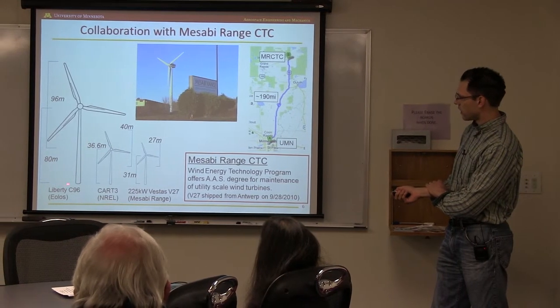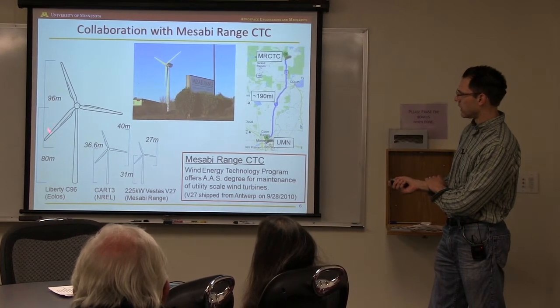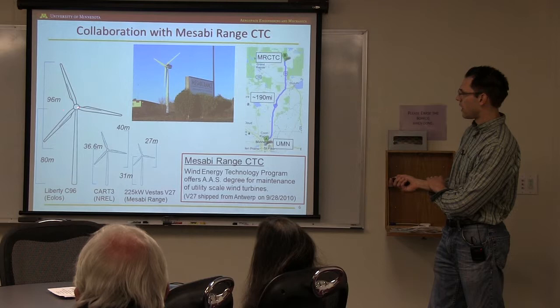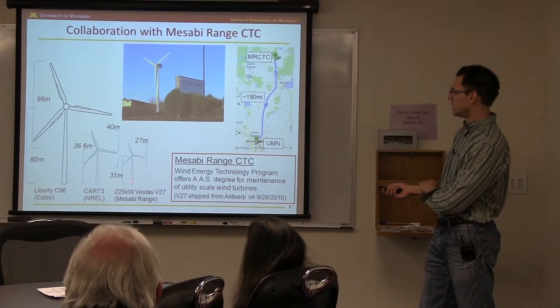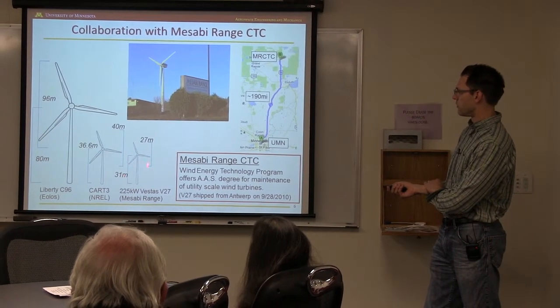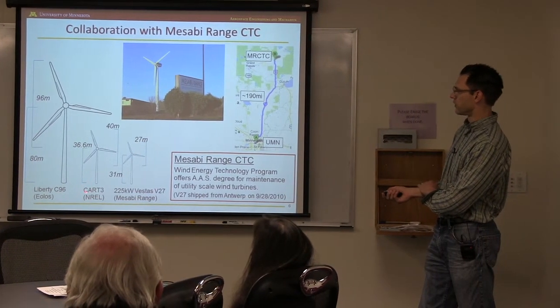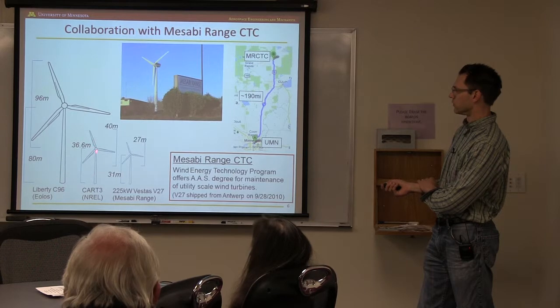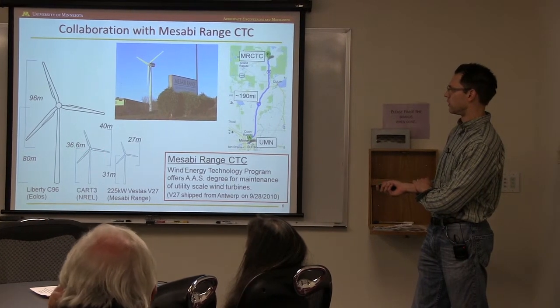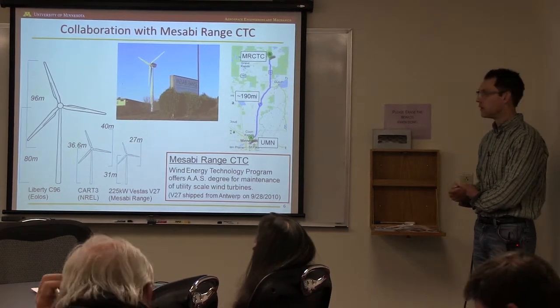Just to give you some scale, here's the Aeolus turbine, 96 meter diameter. The hub height of the rotor is 80 meters. Here's the Vestas turbine, it's 31 meters. The diameter is 27 meters. I know a lot of people here are familiar with the CART at NREL, so to give you some scale, this is 36 meter, 40 meter diameters is sort of the scale. It is a little baby.